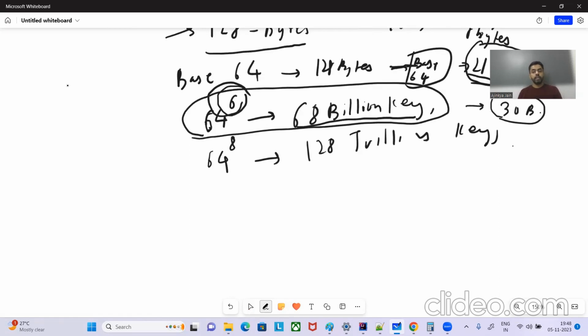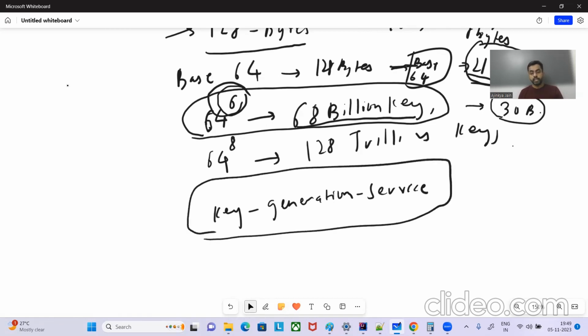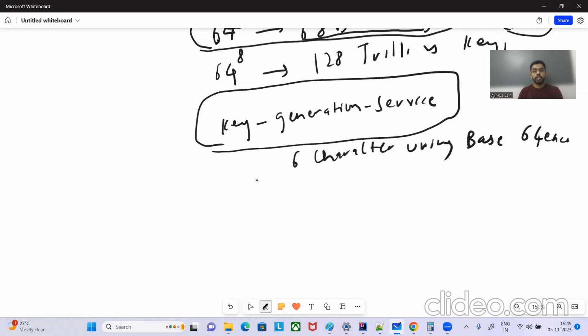So what we can have is a service called key generation service. It will generate offline 68 billion 6 character keys using base 64 encoding. This key generation service will store these 68 billion keys into KeyDB.